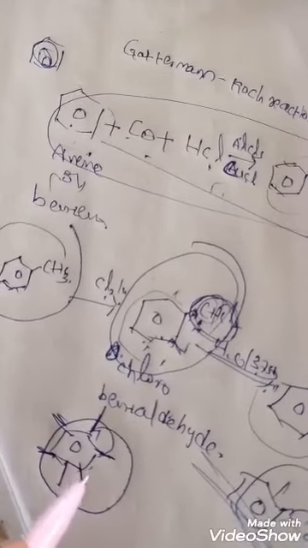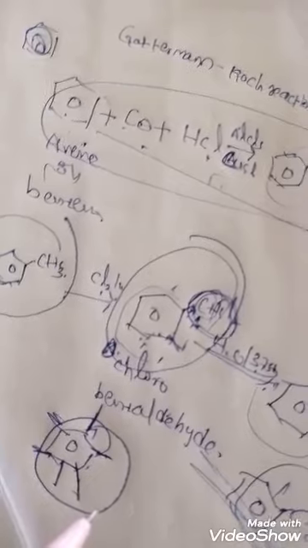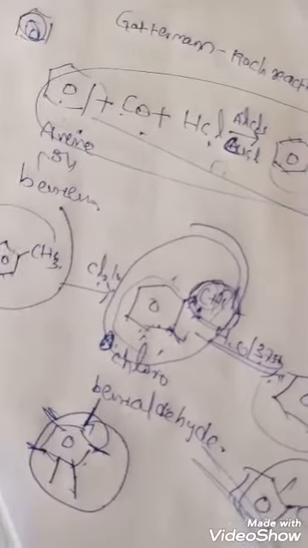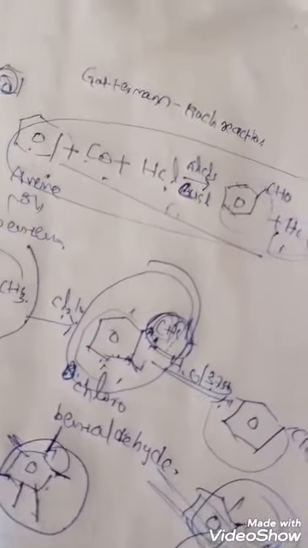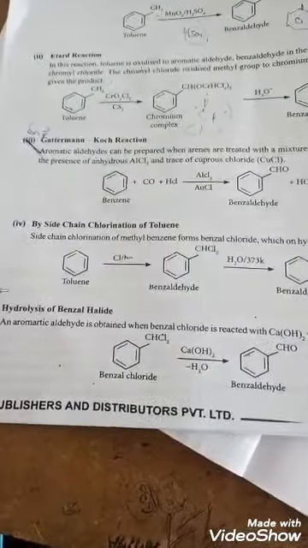So side chain chlorination of methyl benzene forms benzyl halide, which on hydrolysis gives aromatic aldehyde. This is a conversion. Next one, hydrolysis of benzyl halide. An aromatic aldehyde is obtained when benzyl halide is reacted with calcium hydroxide with the removal of a water molecule.